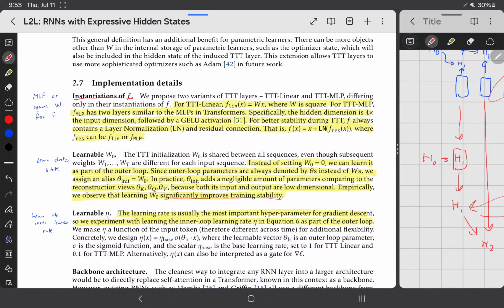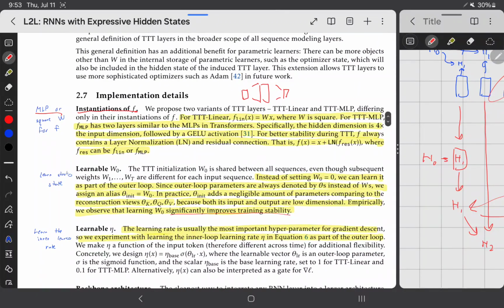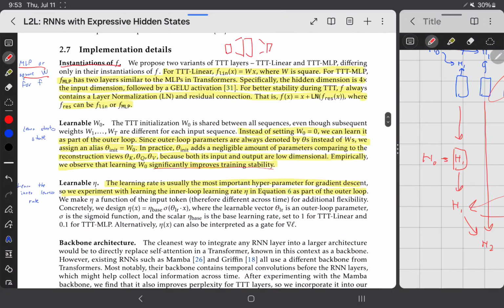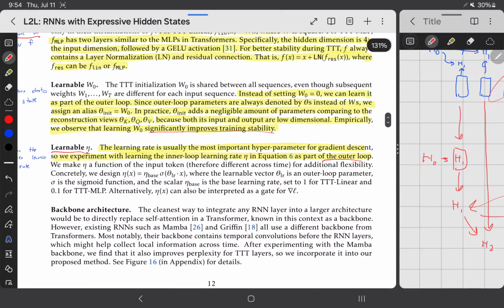You can instantiate F to either be an MLP. They note the MLP is like a normal transformer, so it would be a 4 times projection and then back down. Or you can have it just be a normal square matrix W. Both of them work and both of them are stable. And then you have a learnable eta. So remember, eta was our learning rate, and you can have the outer loop learn the inner loop's learning rate, as mentioned here. And you can do that with a neural network. So another thing to add.